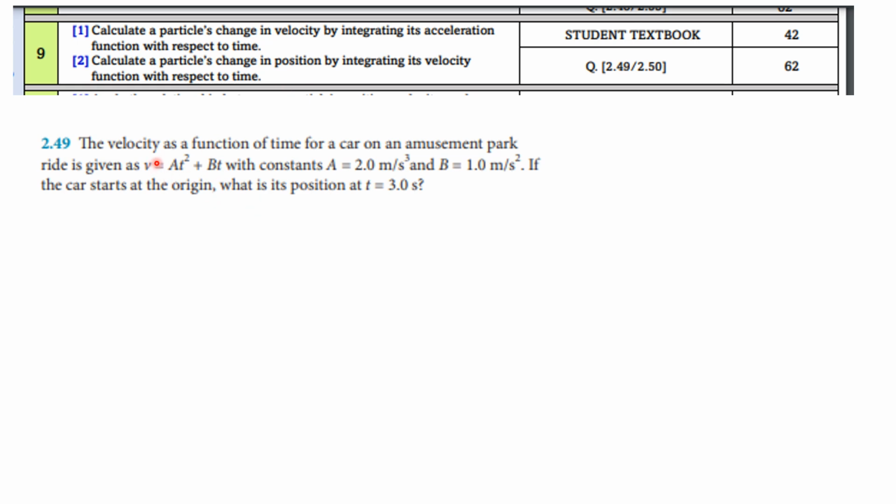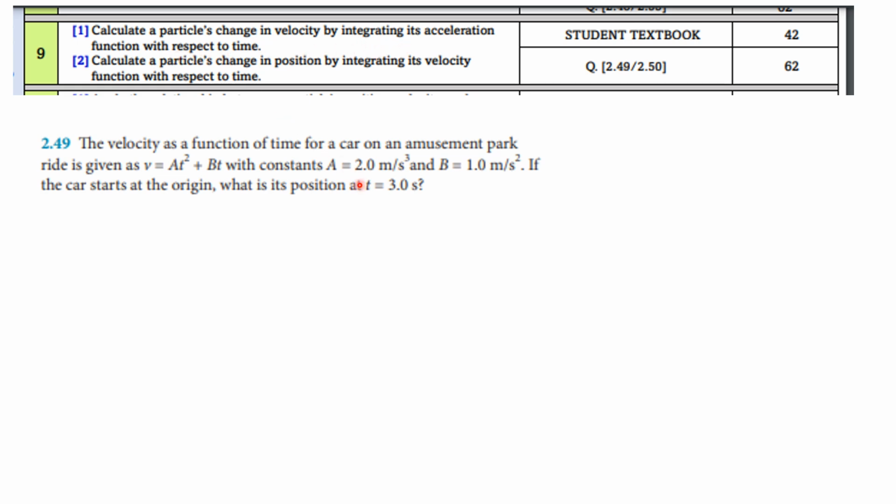Okay, we'll see. So the velocity as a function of time of a car is given by this equation, at squared plus bt, where a and b are given like the previous question. If the car starts at the origin, very important, car starts from the origin, what is the position? So what do you think we have to do here? So here they're asking us to do the integration, or integrating the function.